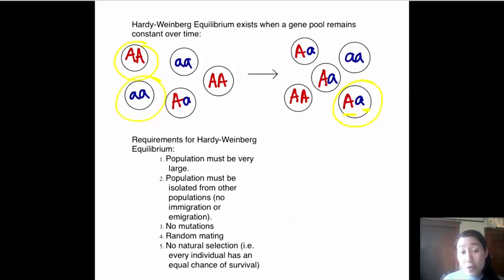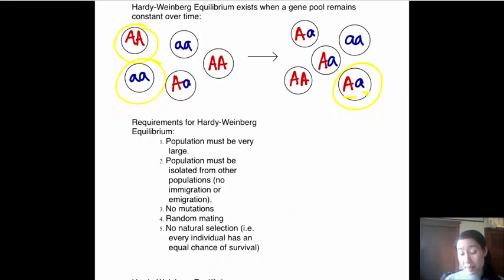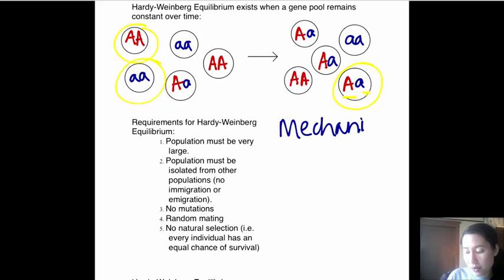So there are a bunch of requirements for Hardy-Weinberg equilibrium, and I've listed them here, and each of them has to do with one of the mechanisms of evolution that is possible to happen in a population. So, for example, I'm going to write over here the mechanisms of evolution that we talk about with each of these things. So, for example, the population must be very large, and this is to protect against genetic drift.